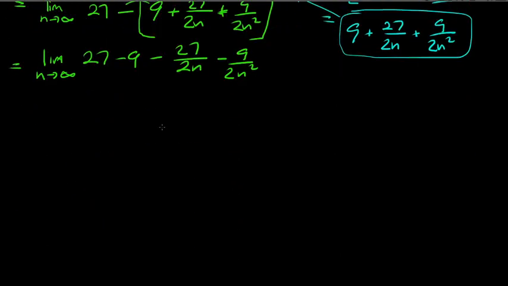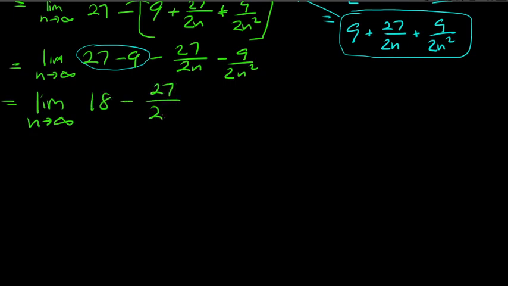Okay, so, oops, sorry. What do we do now? Well, 27 minus 9, I think that's just 18. Yeah. Minus 27 over 2n minus 9 over 2n squared. Now we just take this limit.